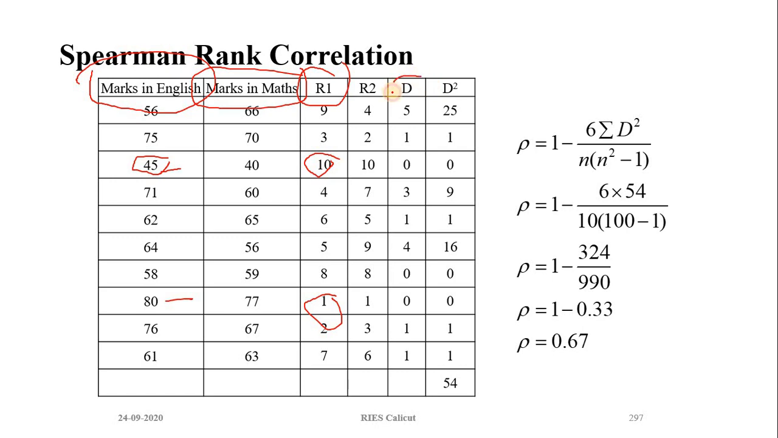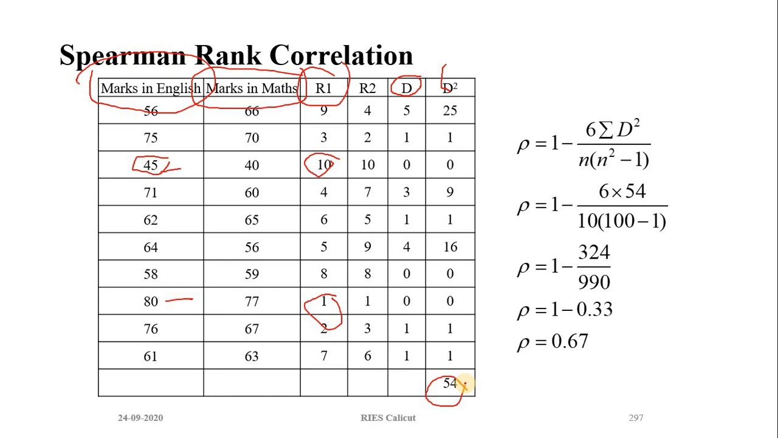Now the difference. 9 minus 4 is 5, 3 minus 2 is 1, 10 minus 10 is 0. We have found out the d square also, and finally we have got 54. Then you substitute these values in the equation. In this equation we need only two values: one is sigma d square and another is the total number of observations. Here sigma d square is 54 and n is equal to 10.